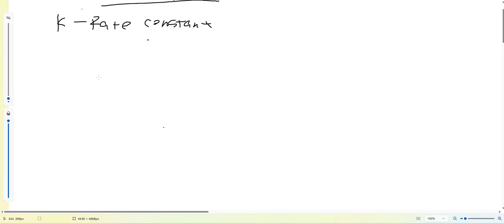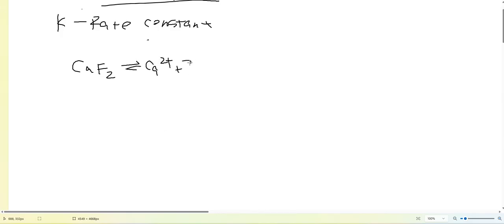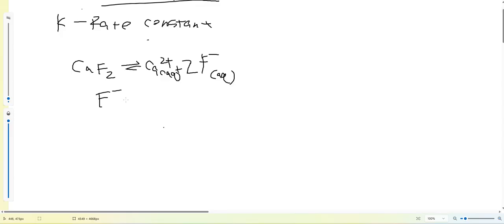So, if we have a reaction such as calcium fluoride, this fluoride actually is a kind of base. It will react with water, not calcium, fluoride, to produce hydrofluoric acid and hydroxide ions.